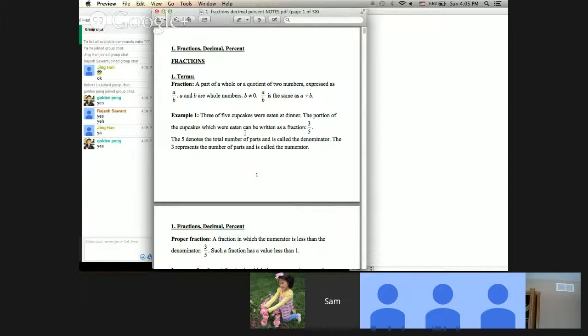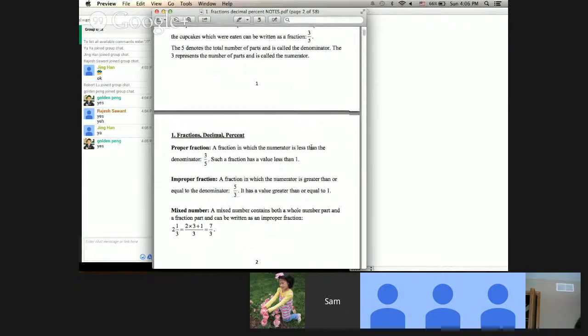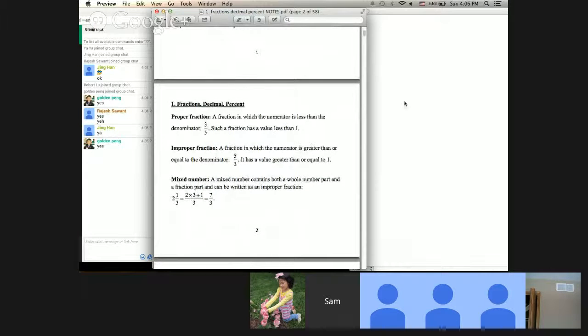For example, 3 of 5 cupcakes were eaten at dinner. So the number of cupcakes eaten would be 3 out of 5, so 3/5. Okay, so types of fractions. One type of fraction is called a proper fraction. Proper fractions look like this: 3 over 5, so the top number is less than the bottom number. That's what a proper fraction is.